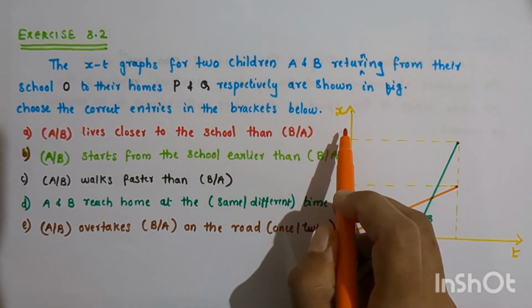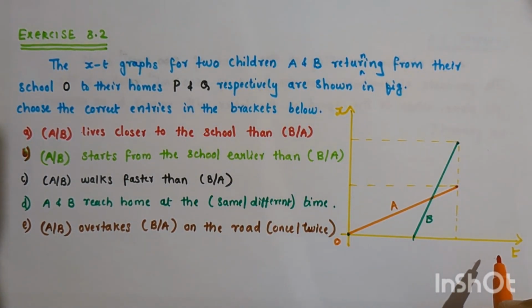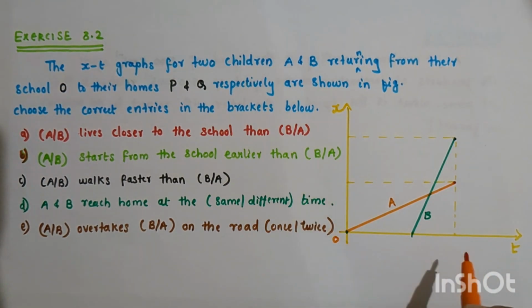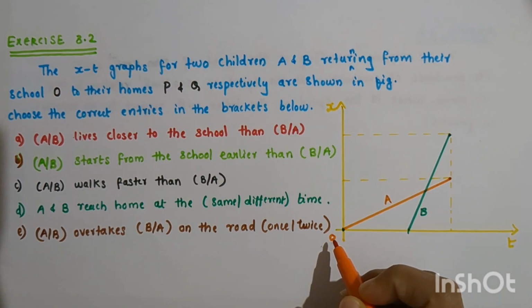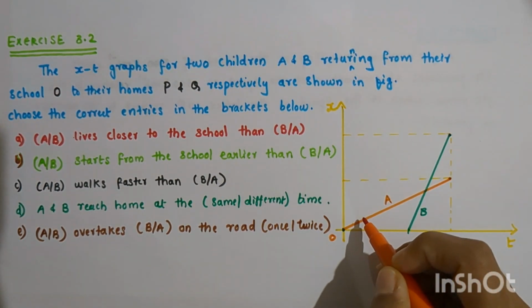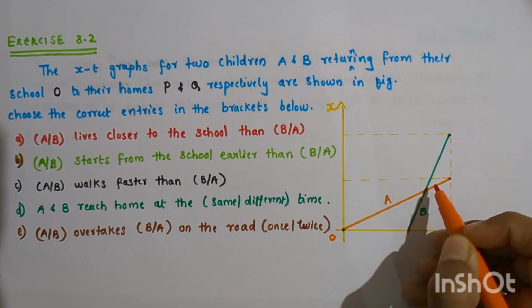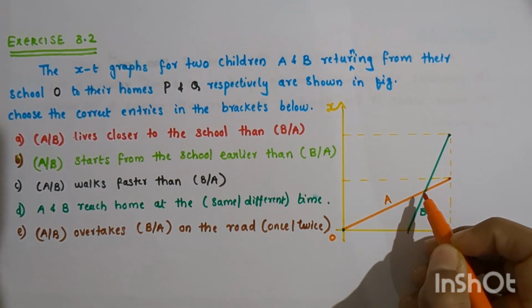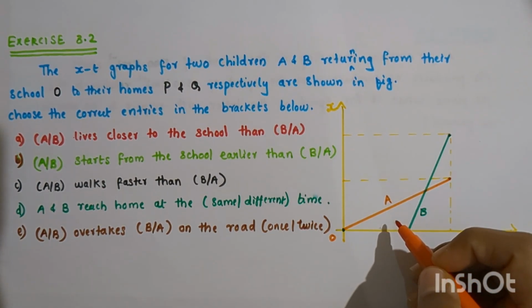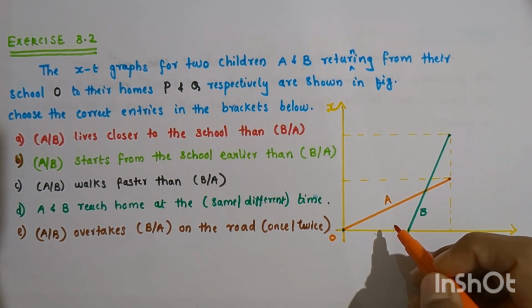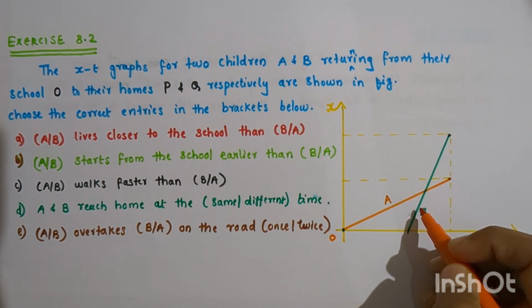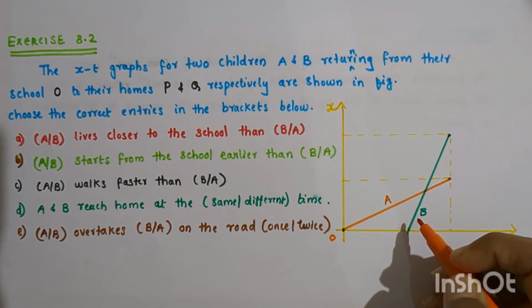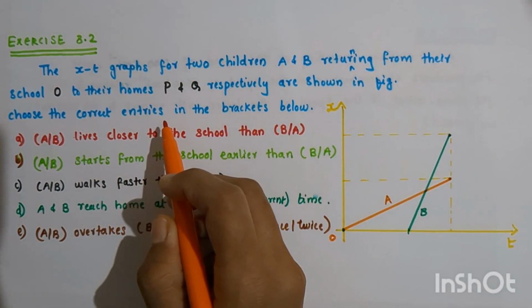So you see, on the y-axis we have the position, and on the x-axis we have the time. So this is a position-time graph. Now you see, O is the position of the school. This orange colored one is the position-time graph for child A, returning from his or her school to his or her home. Then this green colored one is the position-time graph for child B. So we want to choose the correct entries in the brackets below.